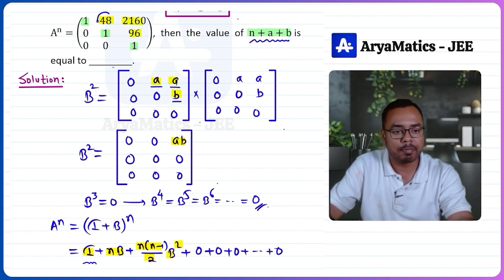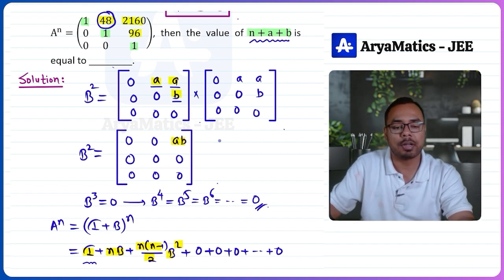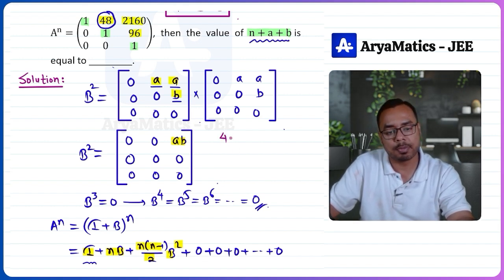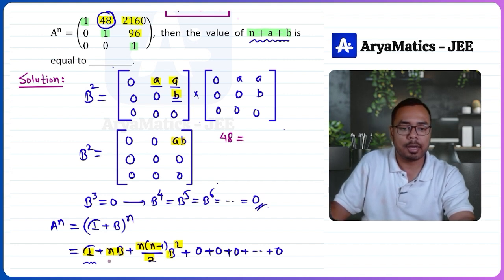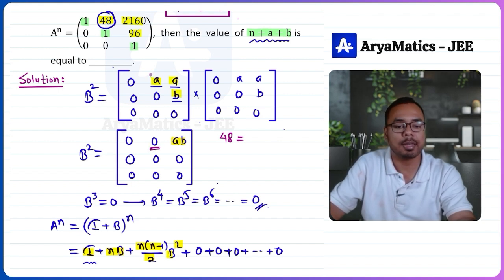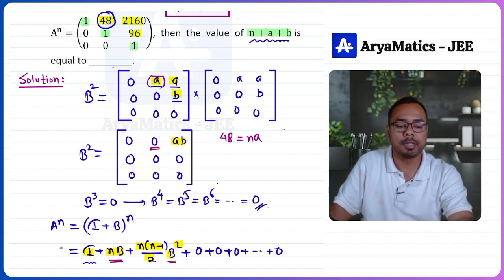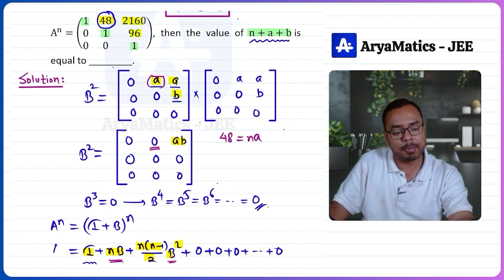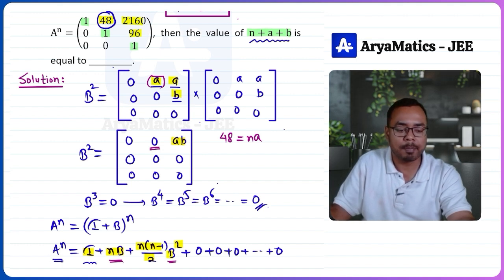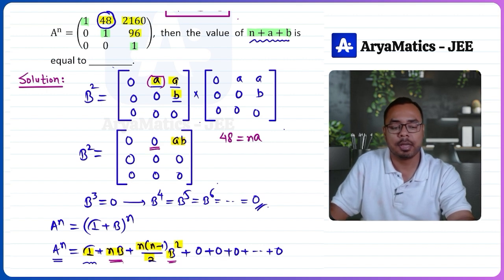Now, the element in first row, second column, that is 48. So therefore, one of the equations will be 48 equals, in second row, first row, second column, in B square we have 0, and in matrix B we have N. So N into B, and that plus this multiplied by 0. So N into B, and here we have A. So this means 48 is nothing but N into A. This we are getting by comparing the element in first row, second column of A raised to N from the given matrix and from this right hand side. So this is one equation.